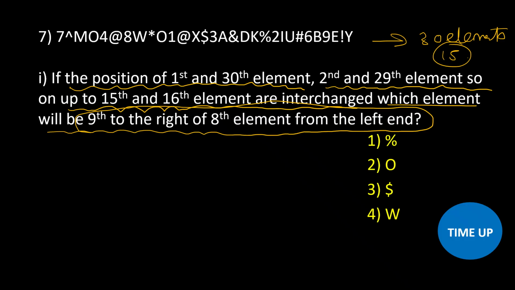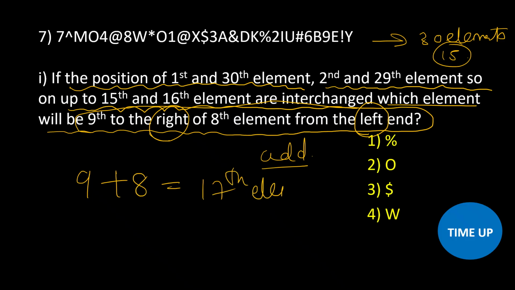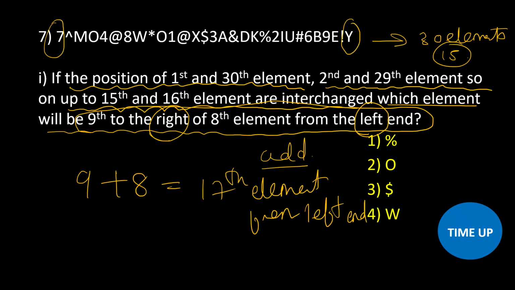So when right and left are given, two different things are given, you need to add. 9 plus 8 you will do. That will give you the 17th element from the left end that we want. But what they have said is, if the first and the last element are interchanged, second and the 29th element are interchanged, so if you keep on doing interchange like that, it will be a waste of time.